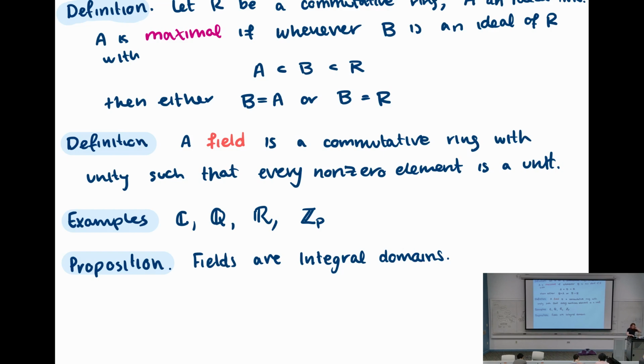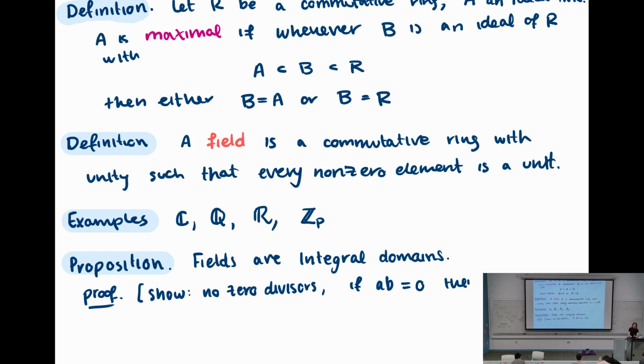Okay, let's go over the proof of this. To show that this is an integral domain, we need to show that it has no zero divisors. Meaning that if I have a product of two elements, A times B, and that equals 0, then either A equals 0 or B equals 0. Okay, so this is what we need to show.